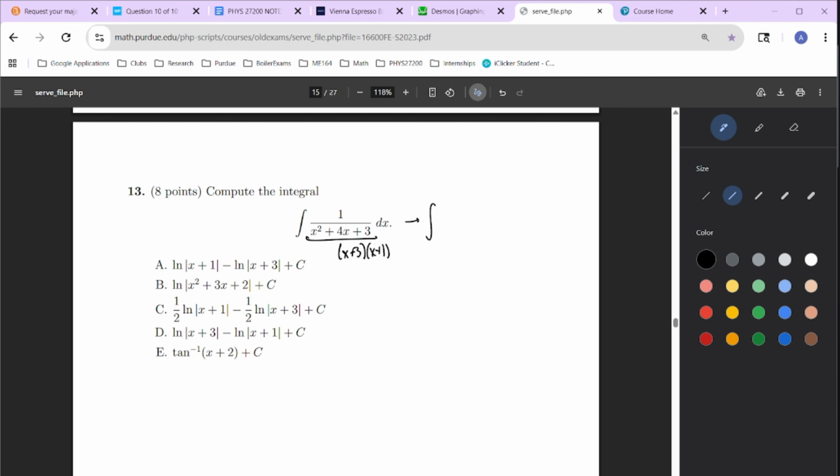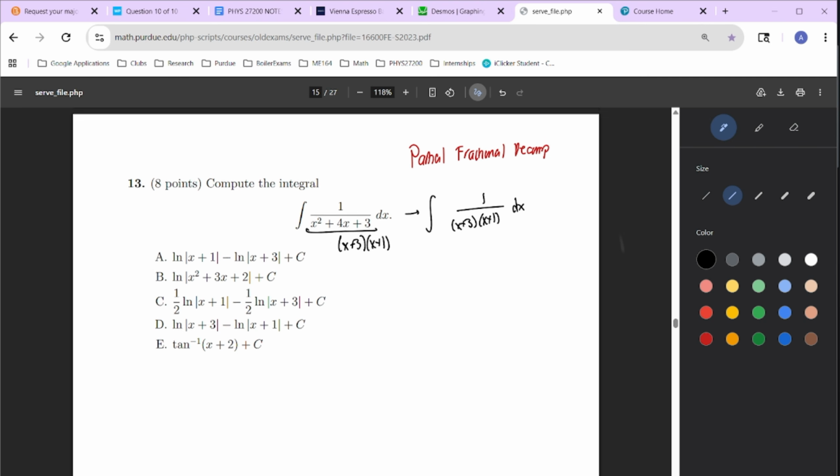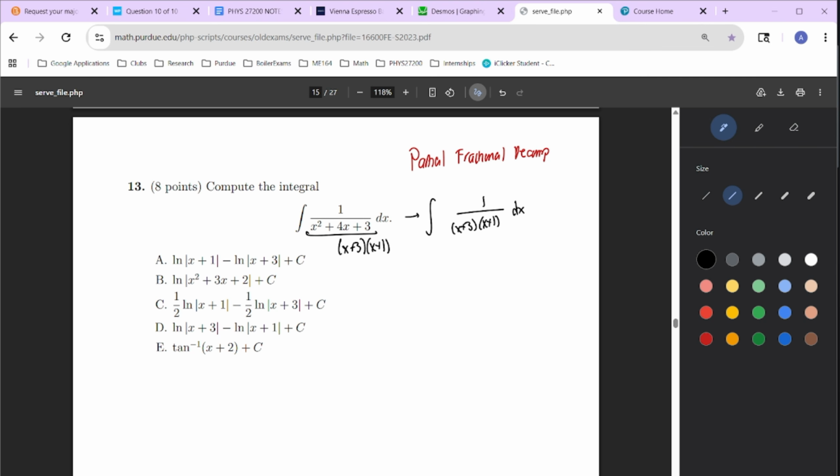So we turn this integral into 1 over x plus 3 times x plus 1 dx. So we have an integral whose denominator is the product of two individual polynomial terms. This should be screaming out to us to use partial fraction decomposition. If you're a little confused about what partial fraction decomposition is and you need the fundamentals, you can go back to question 12. I explain it in more depth there. But with that being said, let's get right into solving this problem.